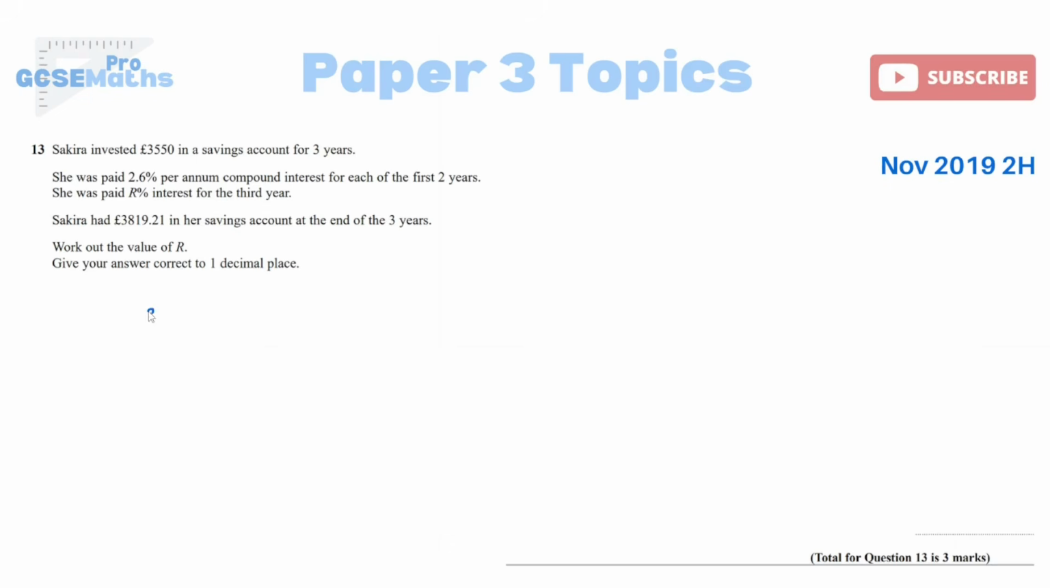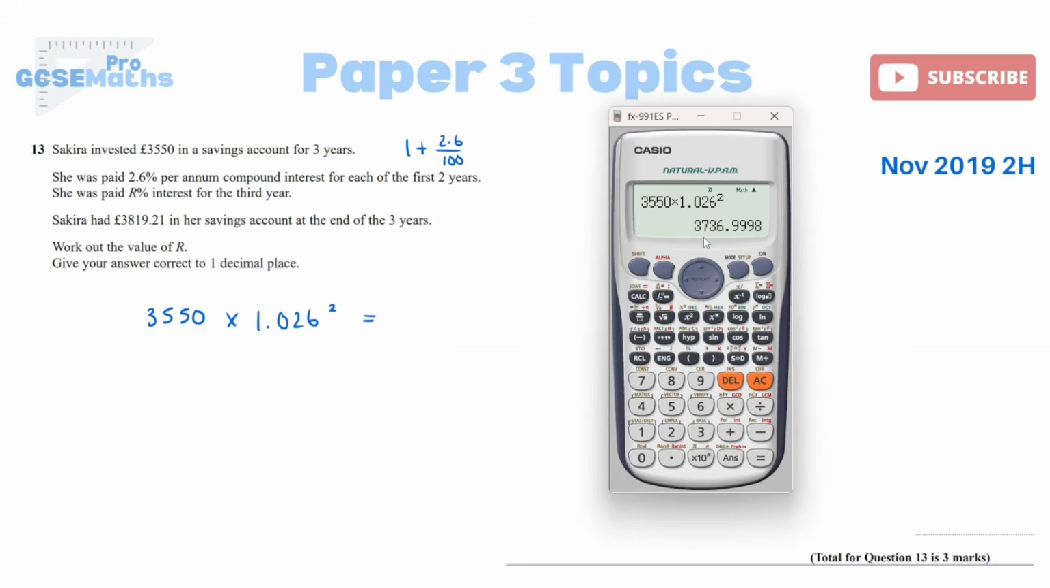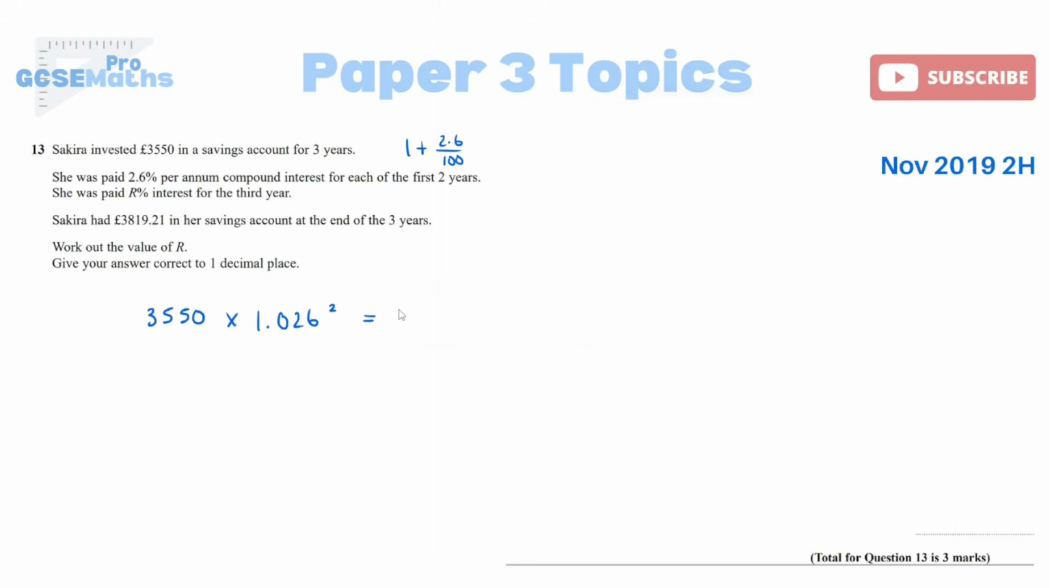Okay, so I'm straight away going to use my compound interest formula. You get your initial amount or your principal amount multiplied by 1 plus percentage over 100, which I like to just write as a multiplier, so that's technically 1.026. You can write it like this if you want in your formula sheet, that's fine. And then to the power of how long? That was only 2 years though, so to the power of 2. Let's work that out. As you can see, that gives me £3,736.9998. I'm just going to keep all the decimals for now because we're not quite done yet.